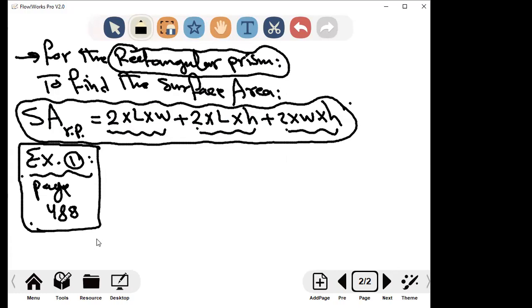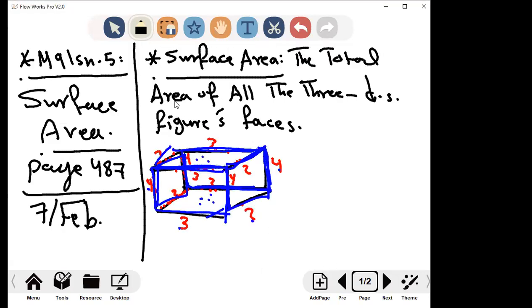You know now where we use this formula? This is the formula to find the surface area. And now we will find the example. Just follow the formula to find the surface area. What is the surface area? Do you know what is the surface area? I'm asking you, what is the surface area? This is the surface area, the total area of all the three-dimensional figure's faces.